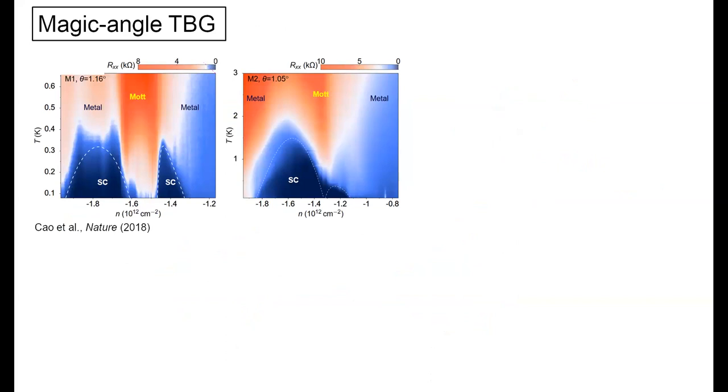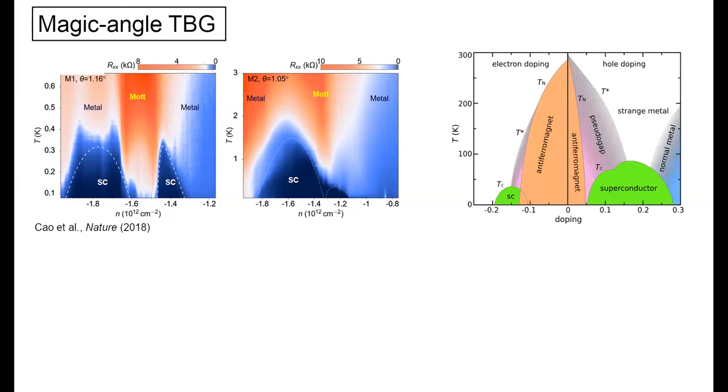Okay. So this is the picture that started everything off, Pablo's work. This is how it was labeled in the original paper: as a function of electron density and temperature, you have these superconducting domes. There are metallic regions and there are insulating regions, which they labeled as Mott insulators at the time. And they said this looks a lot like high-Tc superconductivity, where again, as a function of electron concentration and temperature, you have Mott insulating regions and superconducting regions. So this looks very, very similar.